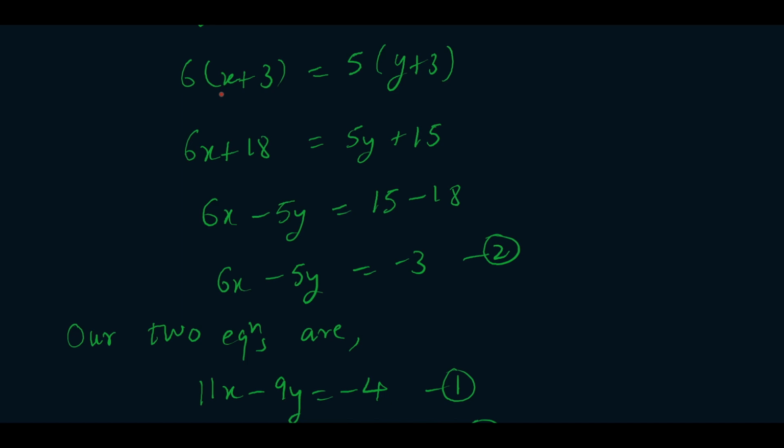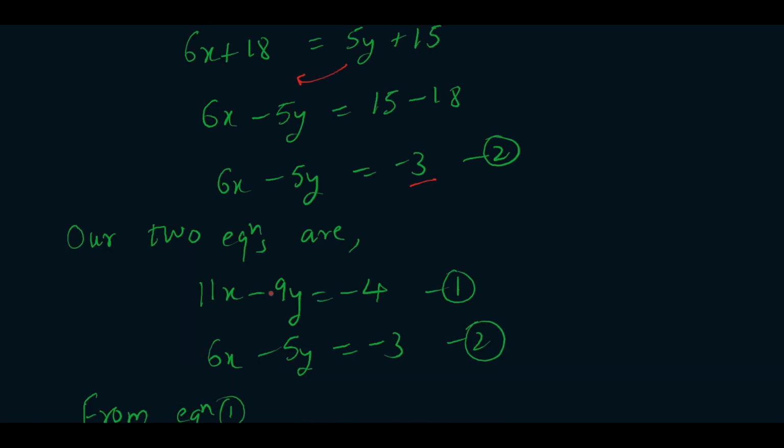Now 6 can multiply to x plus 3 and 5 will multiply to y plus 3. So 6 when multiplied by x plus 3 gives us 6x plus 18. 5 when multiplied by y plus 3 gives us 5y plus 15. So this 5y can go on the left hand side. So it becomes 6x minus 5y equals 15 minus 18. So it becomes 6x minus 5y equals minus 3. So our two equations are 11x minus 9y equals minus 4 and 6x minus 5y equals minus 3.